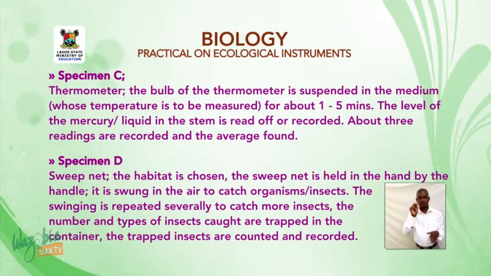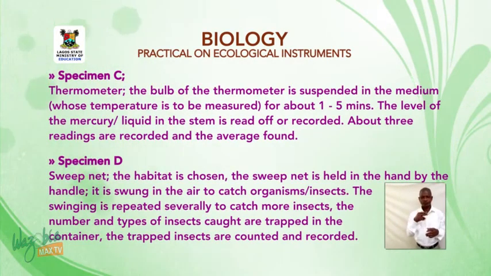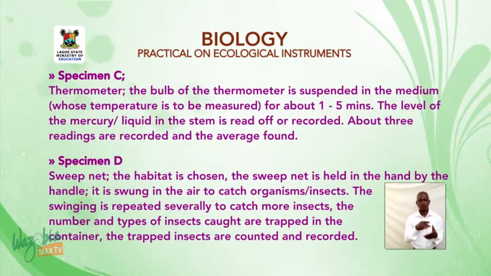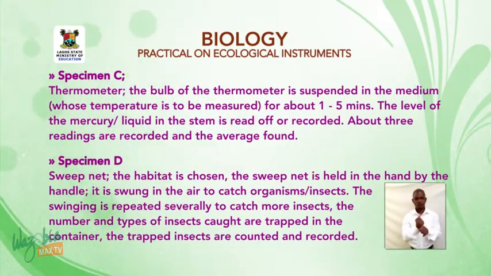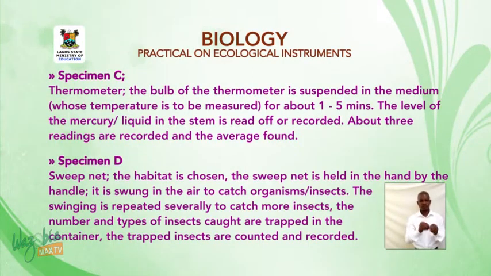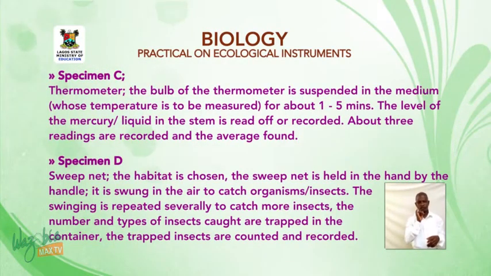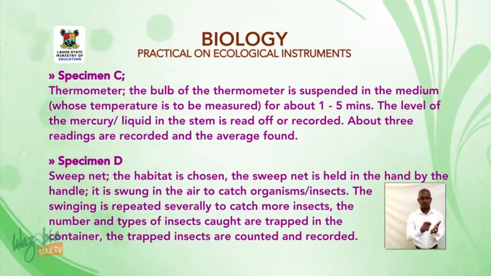Specimen D, sweep net. The habitat is chosen. The sweep net is held in the hand by the handle. It is swung in the air to catch organisms or insects. The swinging is repeated severally to catch more insects. The number and types of insects caught are trapped in the container. The trapped insects are counted and recorded.